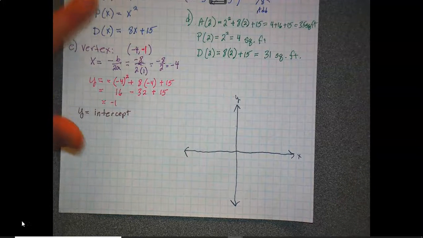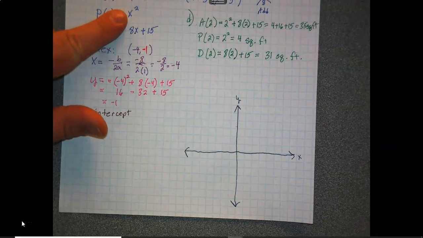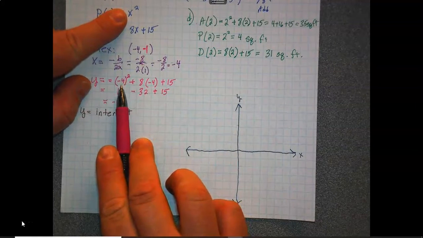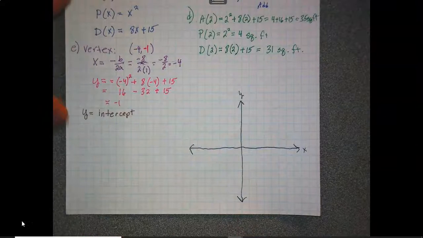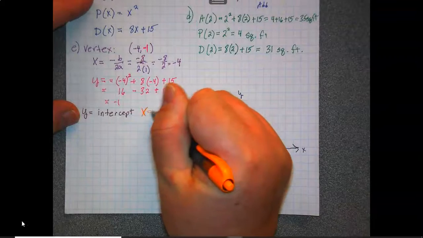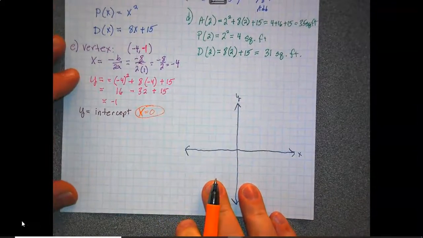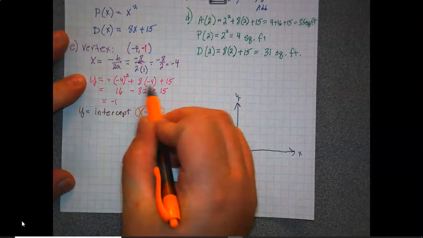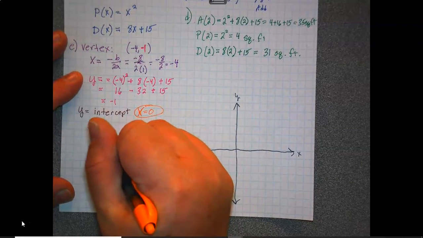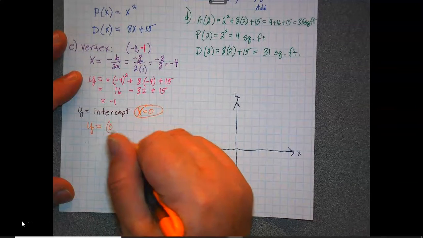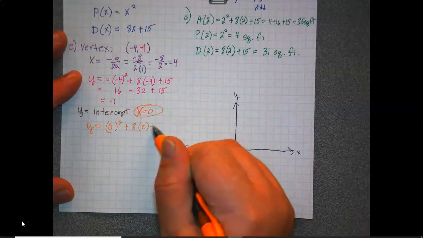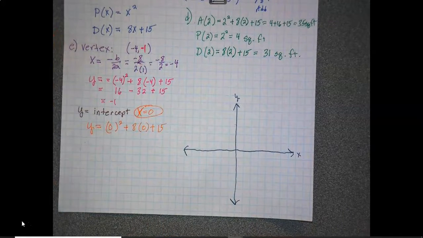So what could I do for my equation here? I can find the y-intercept. This time I'm not going to use the negative 4, I'm going to use 0. So this is when my x equals 0. I'm going to use the same thing, but instead of negative 4, I'm putting in 0. Y equals 0 squared plus 8 times 0 plus 15. So what's my y-intercept? 15.